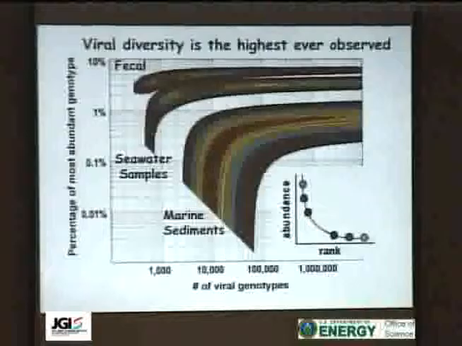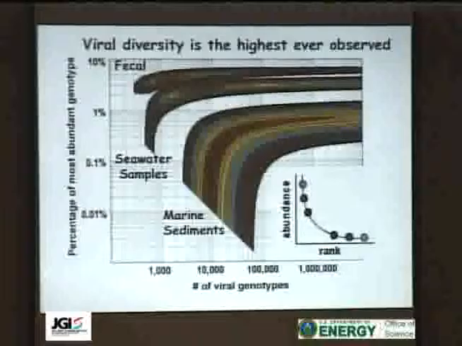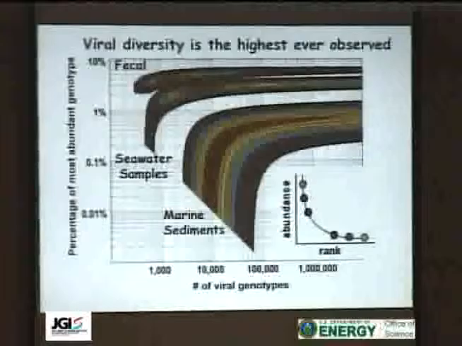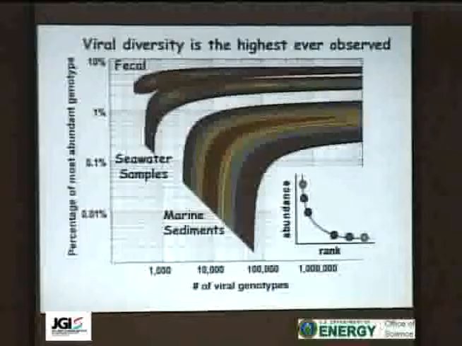And the red is the most likely explanation of our data. Along here, we've got the number of viral genotypes we estimate in there, and then this is the relative abundance of the most abundant one. Okay? What this plot is telling you is something like marine sediments will have anywhere from 10,000 to a million different viral genotypes per kilogram.